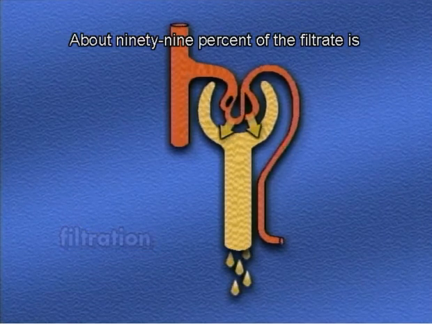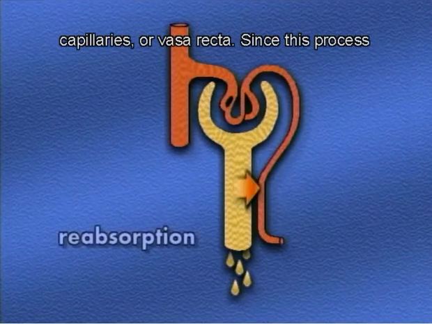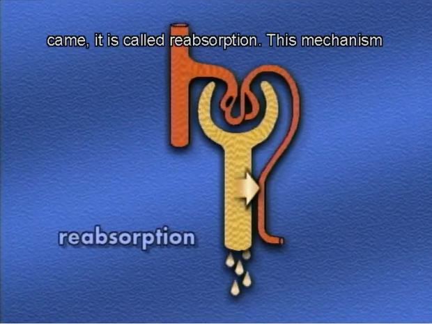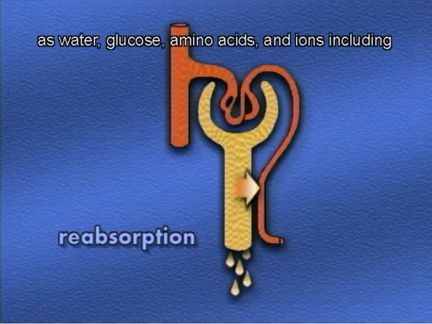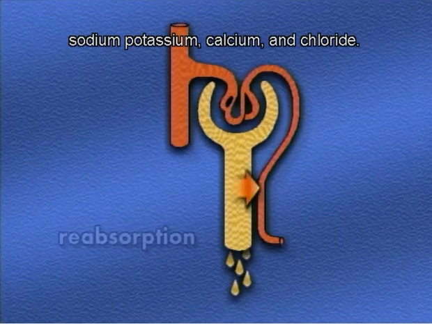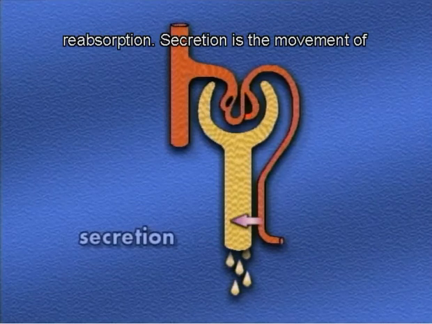About 99% of the filtrate is returned to the blood in the peritubular capillaries or vasa recta. Since this process involves putting something back from where it came, it is called reabsorption. This mechanism allows the body to keep necessary nutrients such as water, glucose, amino acids, and ions including sodium, potassium, calcium, and chloride. Secretion occurs in the opposite direction of reabsorption.